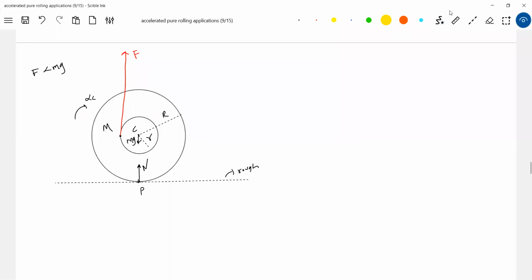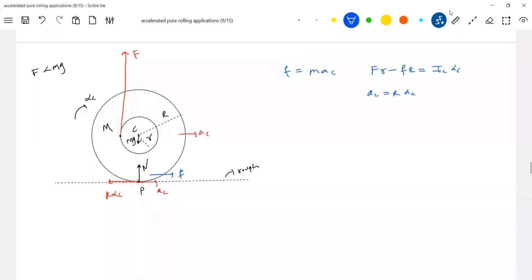And because of this clockwise torque, this particular point P will have acceleration towards the left, R alpha_C. And for no slipping, there must be acceleration of the center of mass towards the right. Who can provide that acceleration of the center of mass? The friction. So what are the equations you can write? f equals m a_C. Then the torque equation: f into R equals I_C alpha_C. Condition for no slipping: a_C equals R alpha_C.